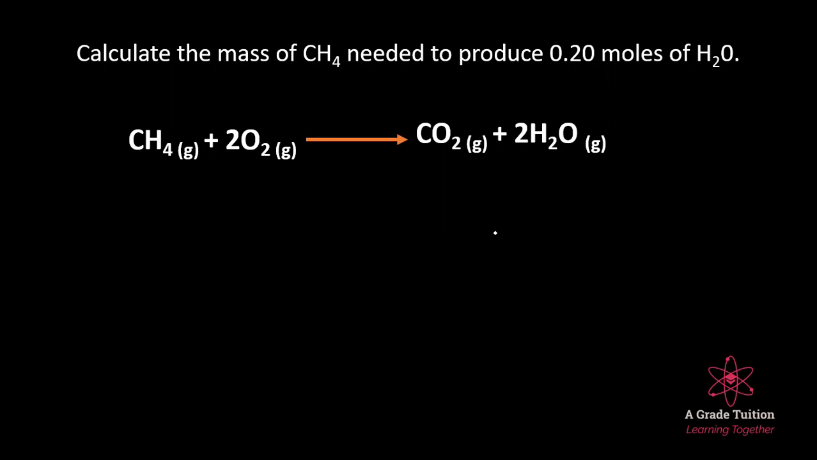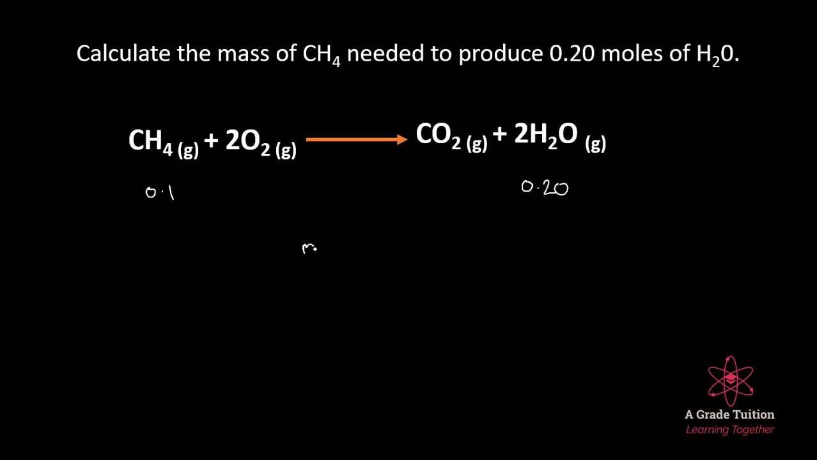Let's look at another example based on the same equation. It says calculate the mass of methane needed to produce 0.2 moles of water. So if we've got 0.2 moles of water, it's a 2-to-1 mole, or a 1-to-2 mole ratio, sorry. So we're going to have 0.1 mole of methane needed. So we're wanting to work out the mass of methane needed.